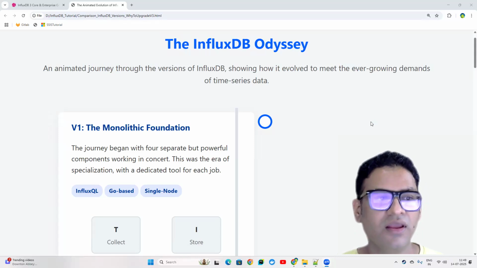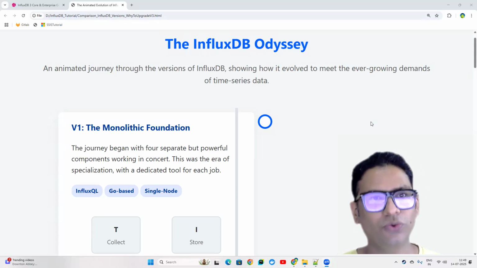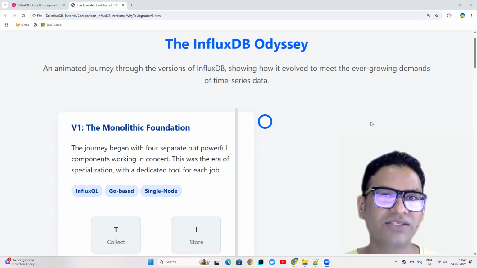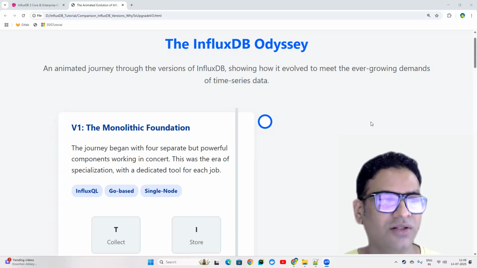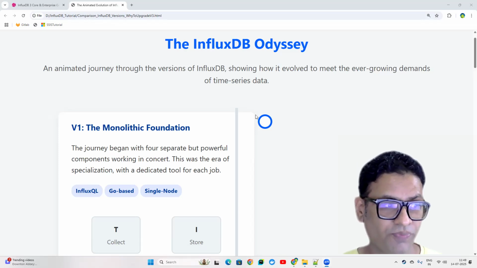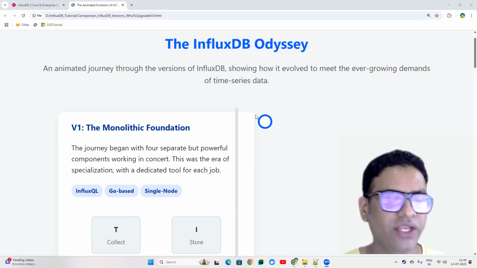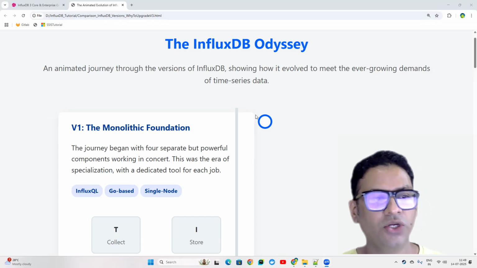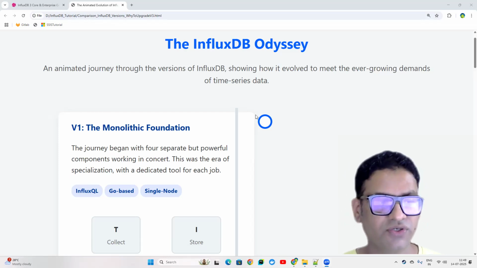For years, InfluxDB has been a go-to solution. But InfluxDB today is not the same database that it was a few years ago. We have version 3. So in this video, we are going to figure out how InfluxDB has evolved from version 1 to the game-changing version, which is currently version 3. And we will see how it has evolved.